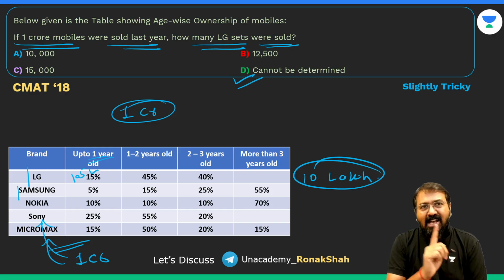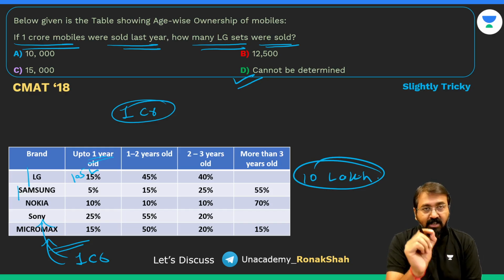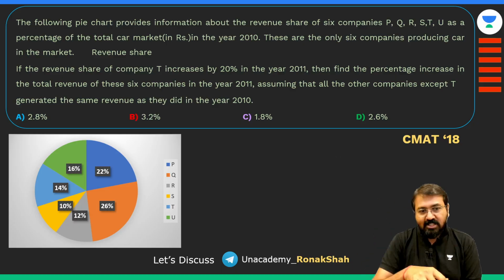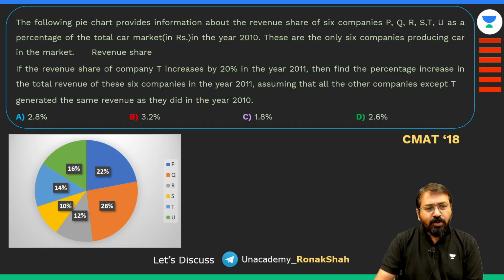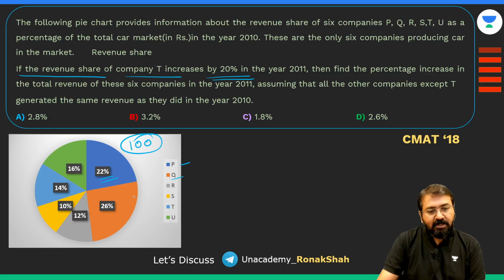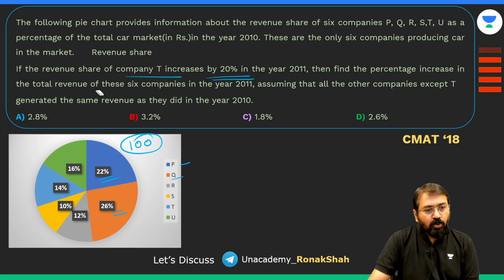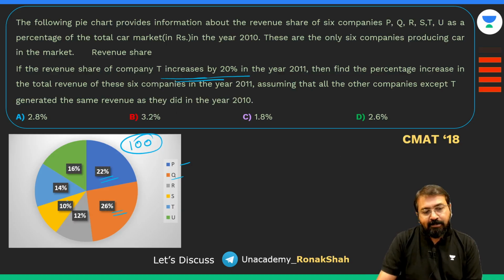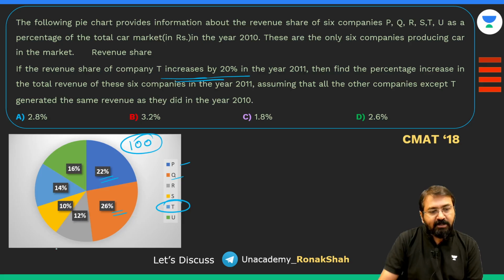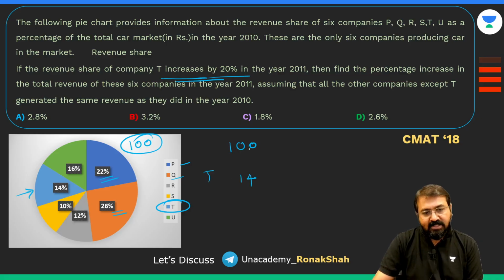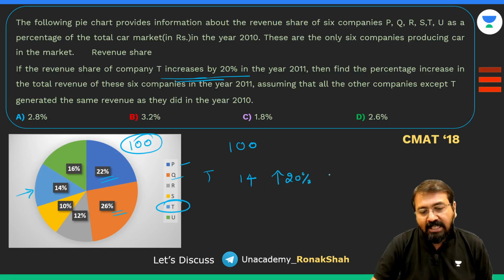Okay, now let's take one last question of percentage, and it is a little tricky question as per the CMAT level. Not this question, the question after this, right? So this question is very easy. If the revenue share of company T increases by 20%, so you are given some revenue share of a company. If I consider revenue as 100, company P is 22%, company Q is 26%, and so on and so forth. So if the revenue share of company T increases by 20%, what is the revenue share of company T? It is this 14%. So out of this 100, T's revenue is 14%, and it has increased by 20%. So guys, what will be this increase? Can I say it will increase by 2.8?